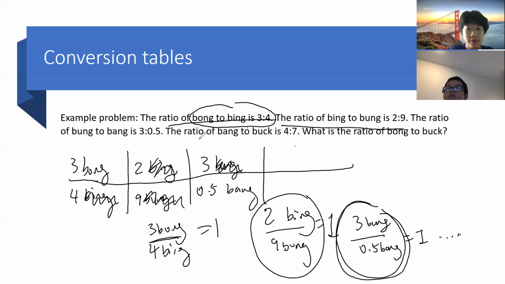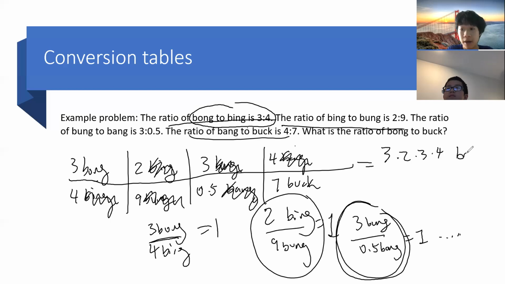Now I'll multiply this by the next one, which is bang to buck, 4 bang over 7 buck. The words bang will cancel. So all that we have left is 3 times 2 times 3 times 4 bongs over 4 times 9 times 0.5 times 7 bucks. So we already got our answer here.